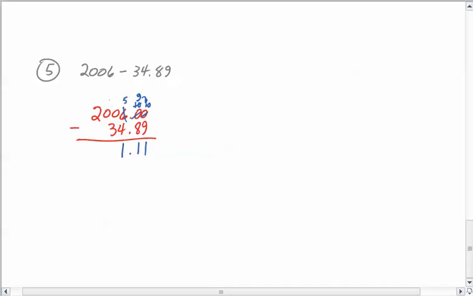Now, again, I need to borrow, but don't try to set it all up before and have everything lined up. You just need to get what you need when you need it. So now we need something here. We need something here, so I'm going to go borrow. There's a 1. That becomes 10. But I borrow from it, and that becomes a 10. Here we go. 10 take away 3 is 7. 9 take away nothing is 9. And 1 take away nothing is 1. So we have 1,971 and 11 hundredths.